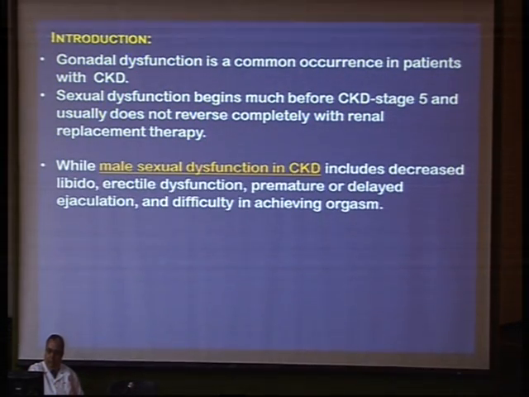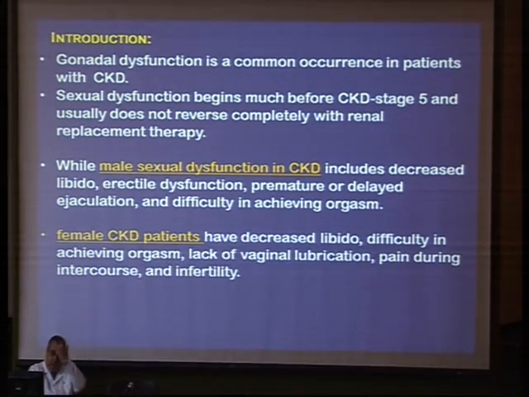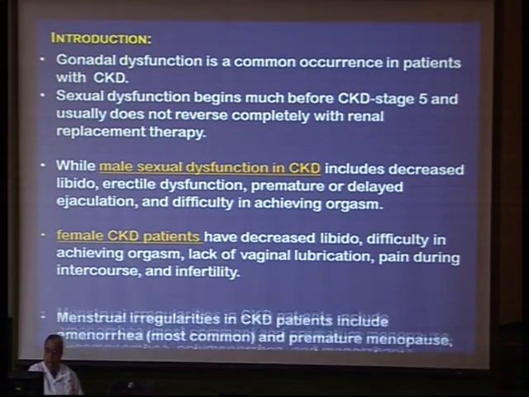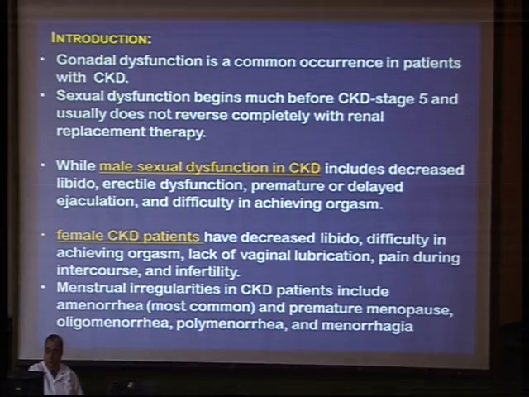What about males? Commonly, males come with decreased libido, erectile dysfunction, premature or delayed ejaculation, or difficulty in achieving orgasm. In females, there are many problems: also decreased libido, difficulty in achieving orgasm, lack of vaginal lubrication, pain during intercourse, infertility, and menstrual disturbances. All forms of menstrual cycle disturbance are present here: no menstruation at all, amenorrhea; sometimes oligomenorrhea, polymenorrhea, more bleeding, menorrhagia; and menopause coming earlier than normal.